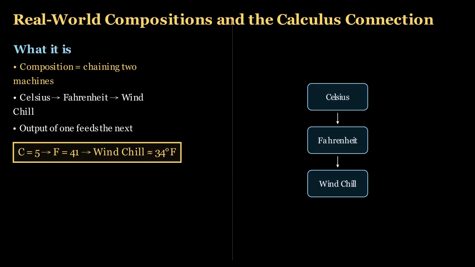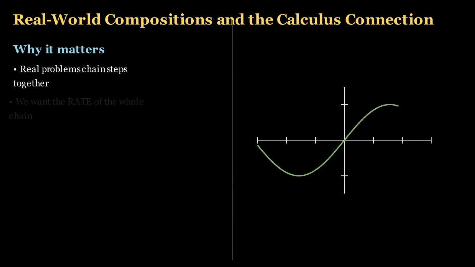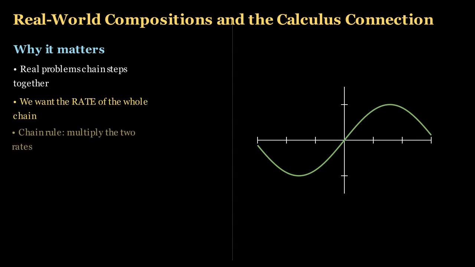The Celsius temperature goes into the first machine, the Fahrenheit comes out, and that Fahrenheit immediately goes into the wind chill machine to give the final felt temperature. In real life, many processes are built in layers. A raw material goes through step 1, then step 2, and we care about the final result. But in calculus, we often want to know not just the final value, but how fast that final value changes when we tweak the very first input. If the Celsius temperature changes a little, how much does the wind chill change? That is a rate of change, a derivative, of the whole chain.